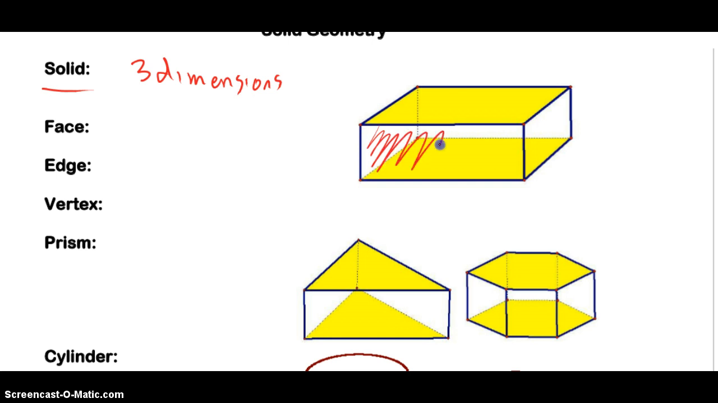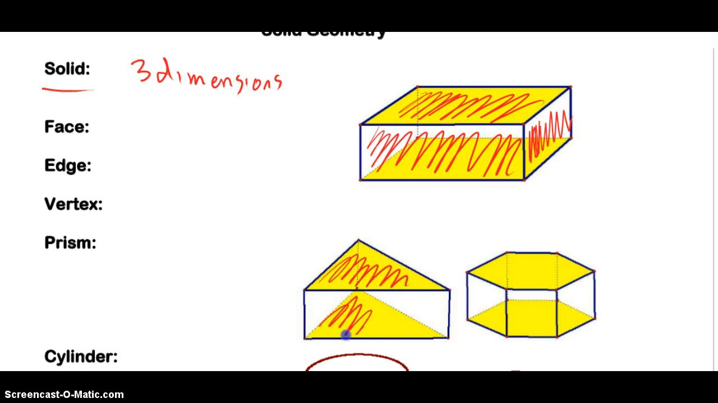This right here is a face. There's one of them. This right here is a face on this side. On the top, the yellow, that's also a face. I guess there's 6 different faces to that object. Here, that's a face on top. That's a face on bottom. You've got another face here on the side. Lots of different faces.